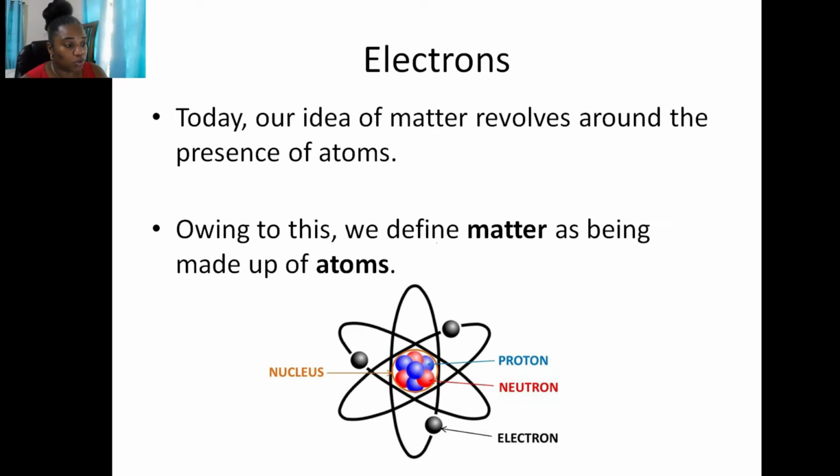And I have a beautiful picture here of, well, it's a schematic of the atom, where we have the protons and the neutrons inside of the nucleus and the electron orbiting that nucleus, pretty much like our solar system.